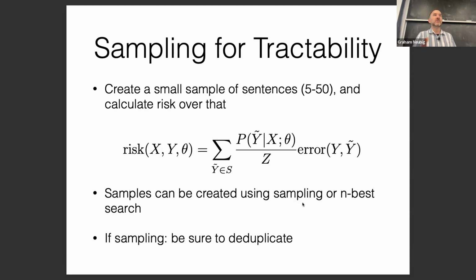There are advantages and disadvantages of sampling. Sampling will give you a more diverse set of things to optimize over, but if you get the top n outputs, then you would be getting the best ones. So there's kind of a trade-off here.